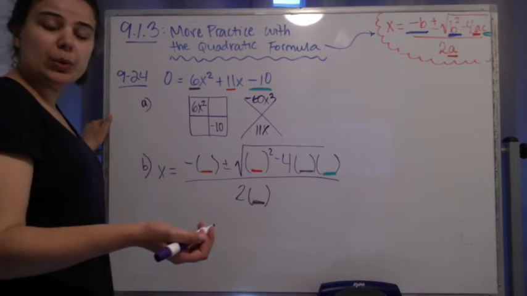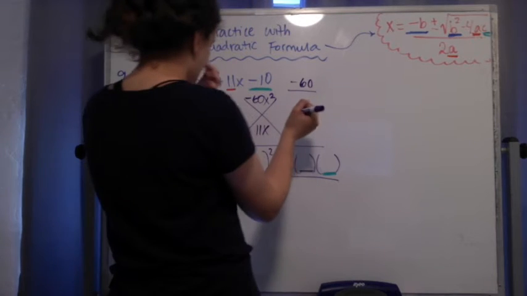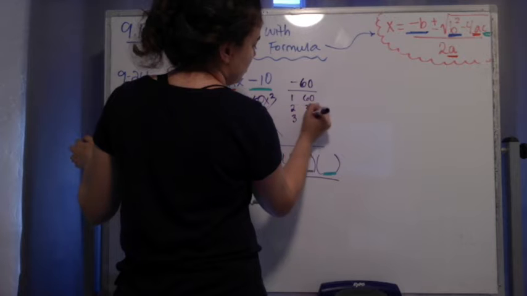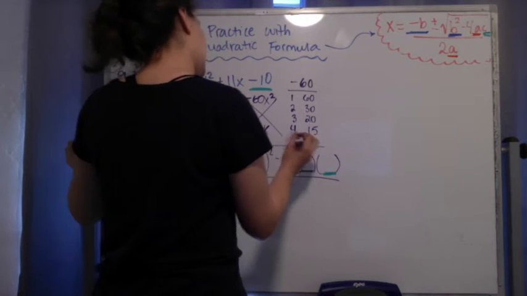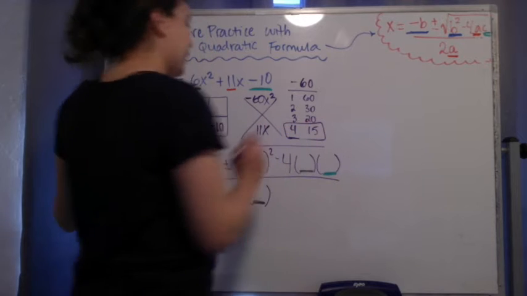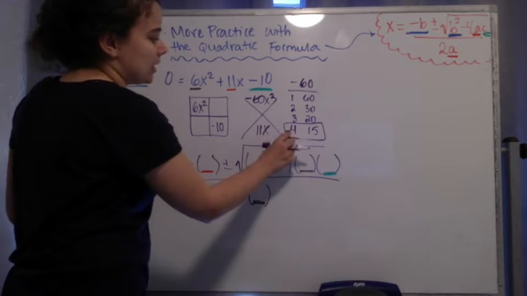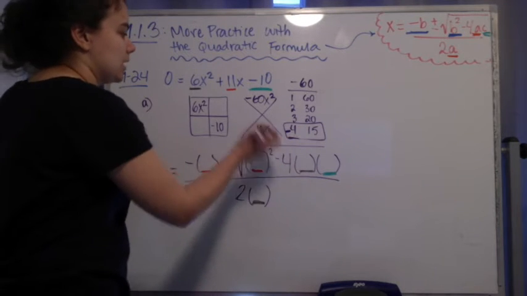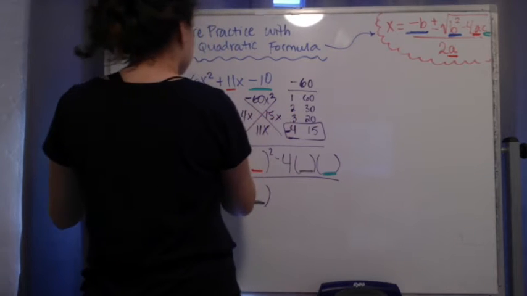Here's where you can make a list of all the factors of negative 60. So we have 1 and 60, 2 and 30, 3 and 20, 4 and 15, and that looks like our magic pair. Remember, it's negative 60, so we got to make one of these negative. Let's make it negative 4 so that we get a positive 11 when we add them together. So negative 4x and 15x.